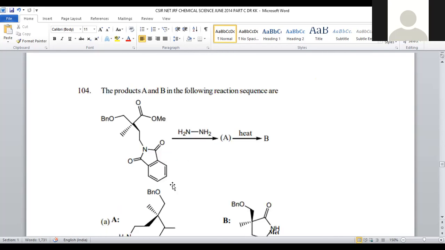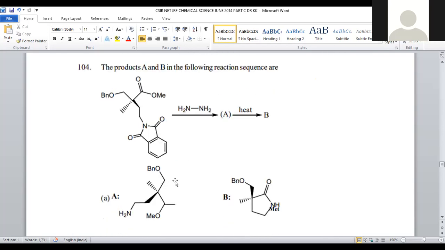Let us move on to question number 104. Again, it is a part of organic chemistry, and being a heterocyclic compound, you can say it is heterocyclic chemistry, right? And this is a kind of named reaction. This is known as the Gabriel phthalimide synthesis. Gabriel phthalimide synthesis is a characteristic reaction in order to synthesize amines. Primary amines get generated during the reaction.